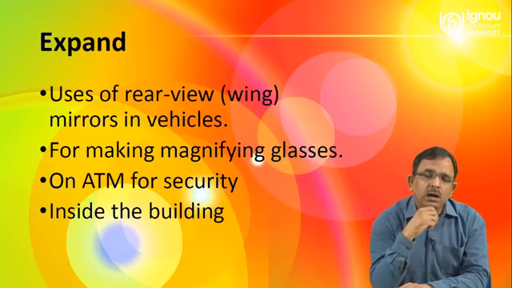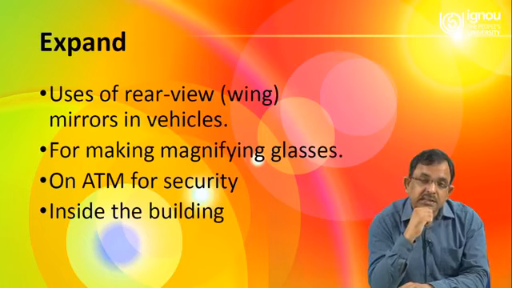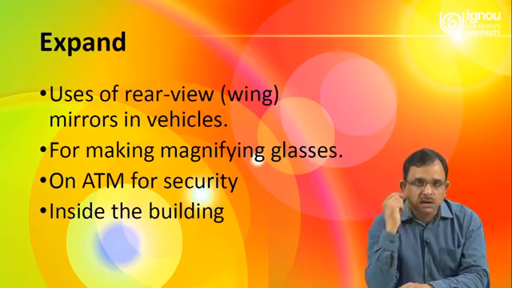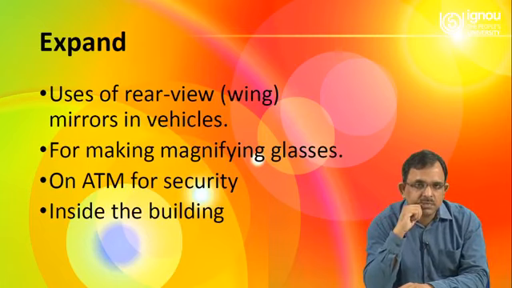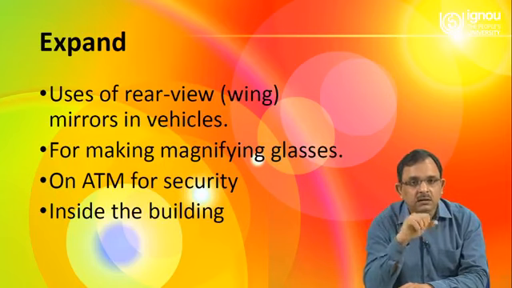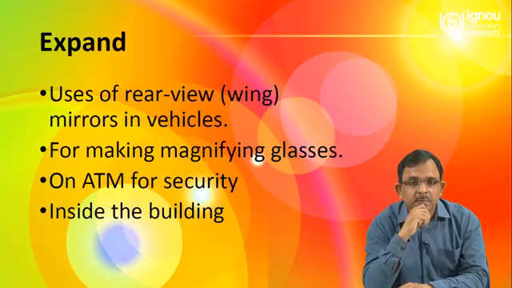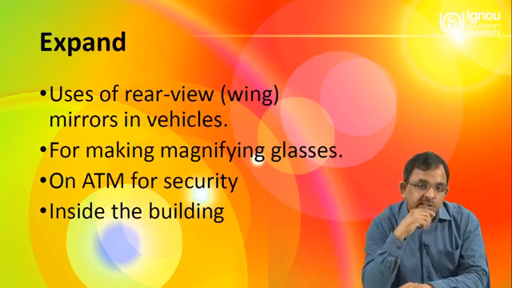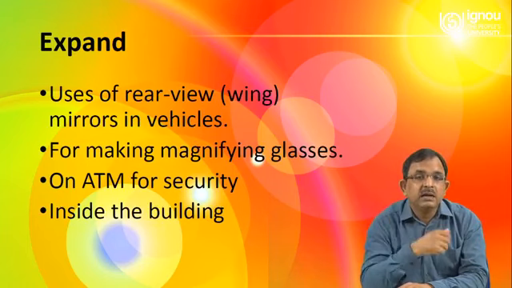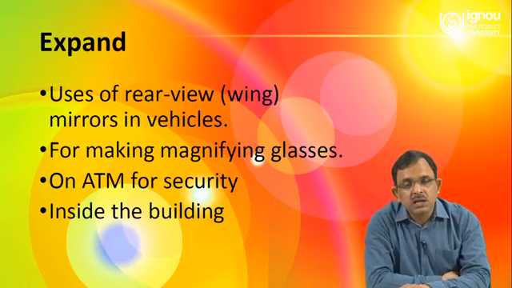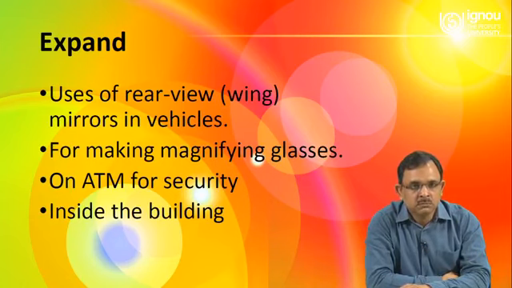So here also these 4 rules are important when you talk about reflection from the convex mirror. How can you link it with daily life experiences? There are rear view mirrors in vehicles, which are sometimes called wings of the car. We also use it for making magnifying glasses. Even in ATMs and inside buildings, for security, such types of mirrors are sometimes installed.